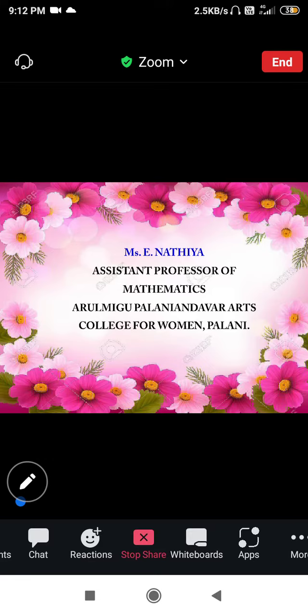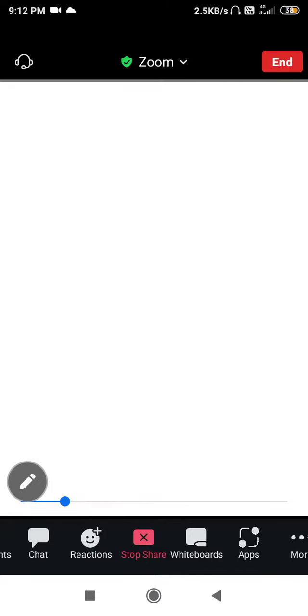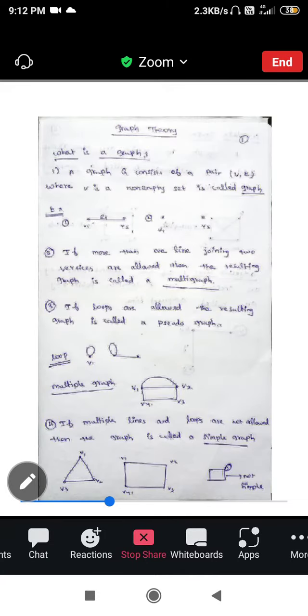Now we are going to discuss graph theory. What is a graph? A graph G consists of a pair (V, E), where V is a non-empty set. V means vertices, E means edges. The graph means vertices and edges. That is called the graph.